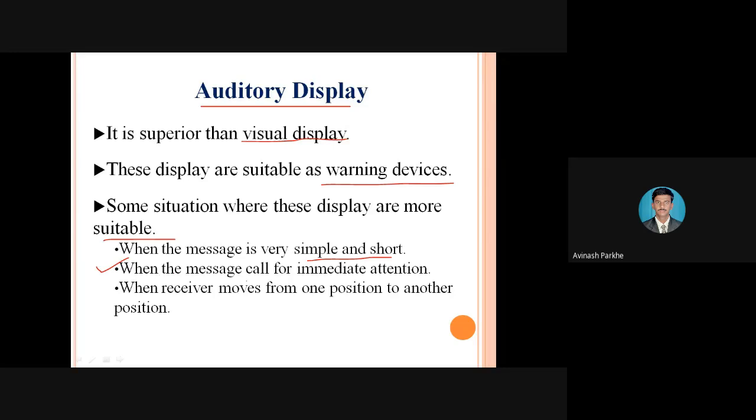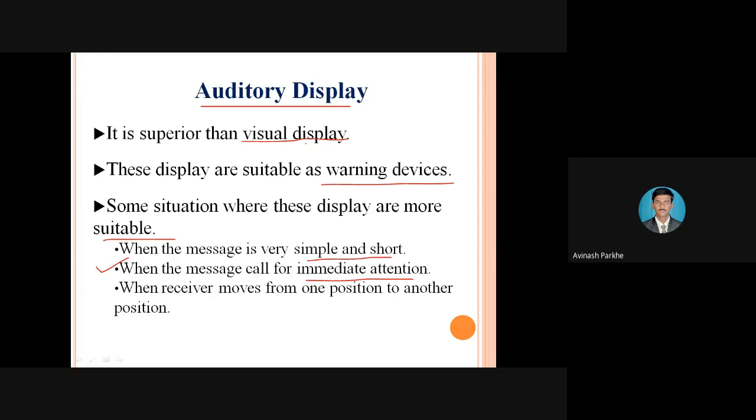Then second, when the message calls for immediate attention, immediately within 5 minutes, this auditory display again plays a very important role. Again, I am giving the example of our central PA system. If we want to gather immediately in our open air setup, I will visit the central PA system and announce within a fraction of a minute, giving the information to all the students present in our college. Or take the example of our pranayam, which we perform from 10 to 10:30. The announcement is made centrally, and according to that announcement, we perform the pranayam in our classes.